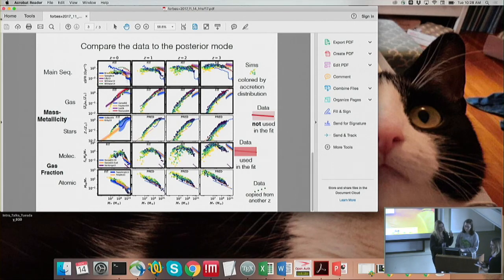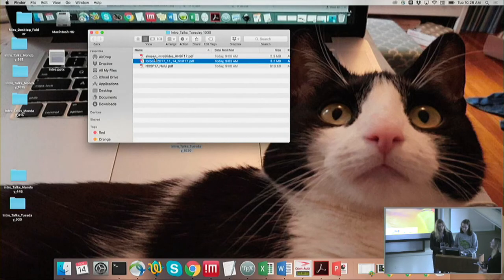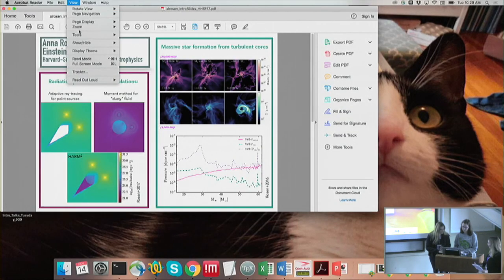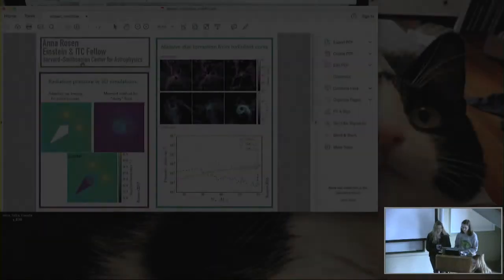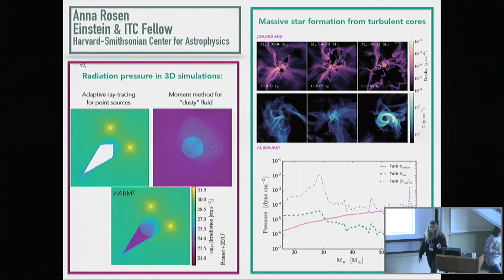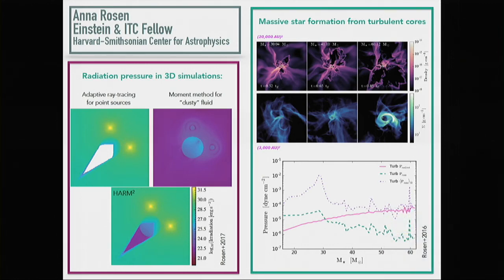Next up, we have Anna. Hi. Okay, thanks. So I'm Anna. I'm a new Einstein Fellow here at the ITC, and I primarily work on numerical simulations to study feedback in massive star cluster formation. What I'm showing here is some work I did at the end of my PhD, a lot of my PhD, which was to better model radiative feedback in star formation simulations.